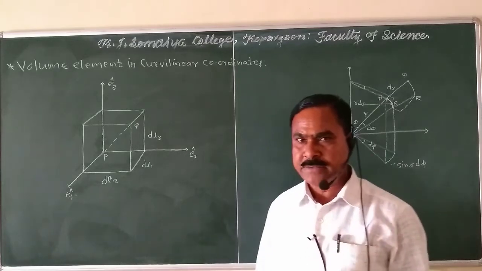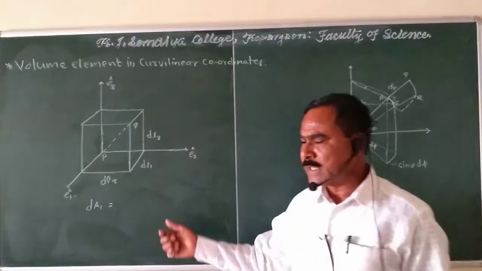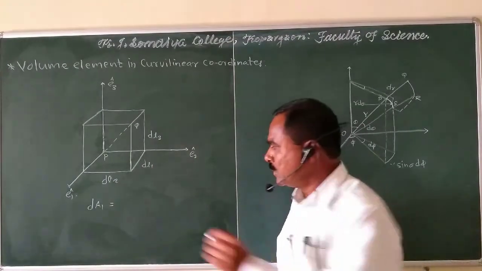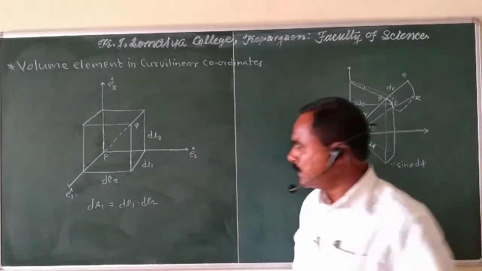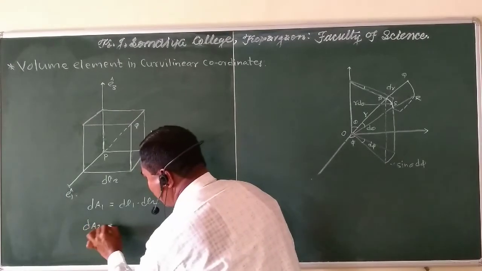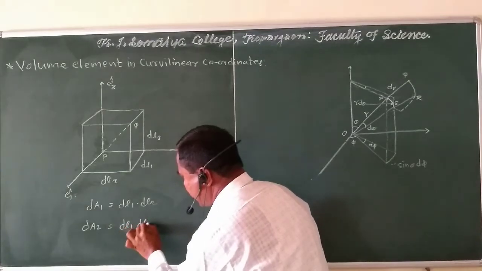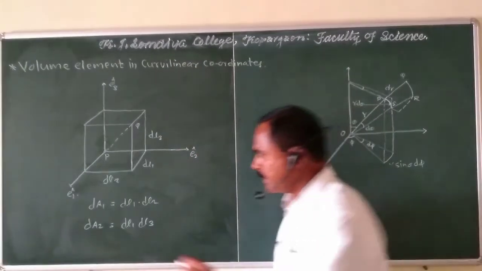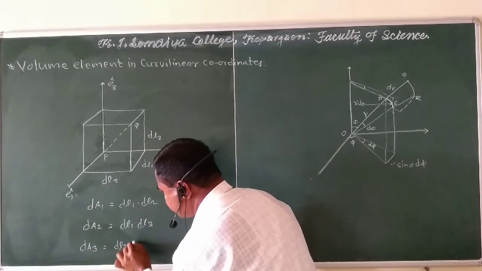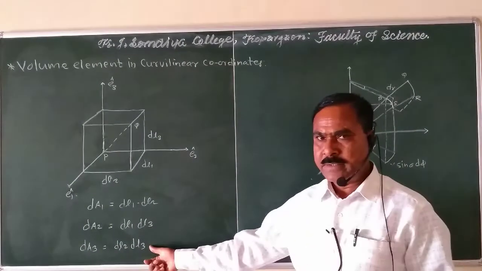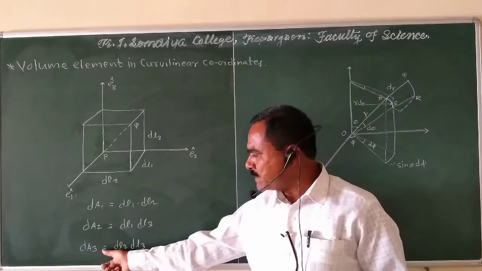Then we write the area elements. The first area element is dA1 equal to dl1 dl2. The next area element is dA2 equal to dl1 dl3, and the third is dA3 equal to dl2 dl3. So this is the first area element dA1, this is dA2 and this is dA3.